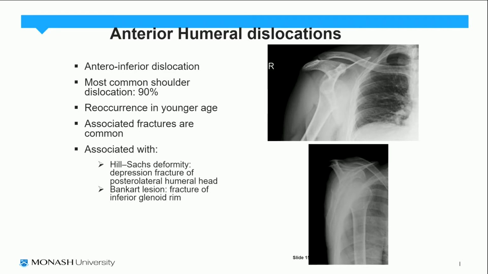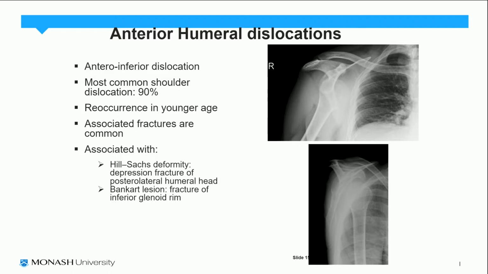Anterior humeral dislocations make up about 90% of shoulder dislocations. The humeral head is dislocated anteriorly and inferiorly. Especially in young patients, it can reoccur, and you also need to search for any associated fractures, such as a Hill-Sachs deformity, which is a depression fracture of the posterior lateral humeral head, or a Bankart lesion, which is a fracture of the inferior glenoid rim.